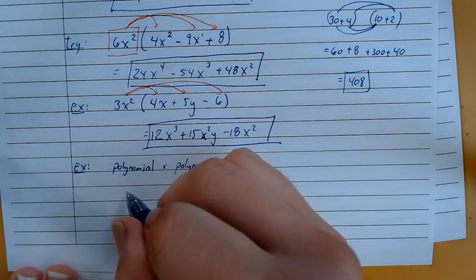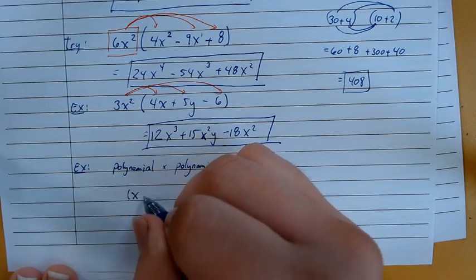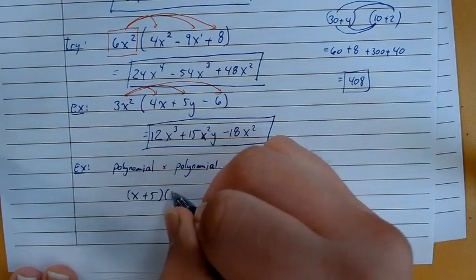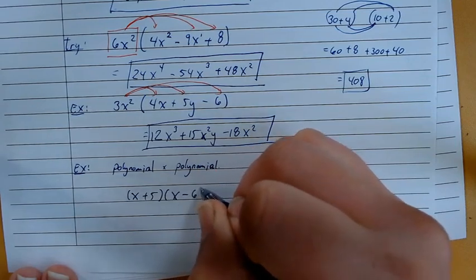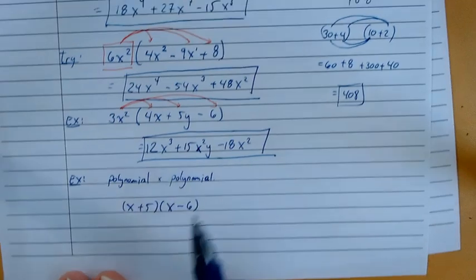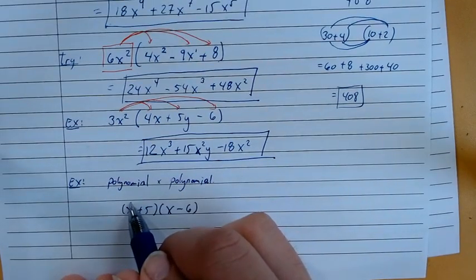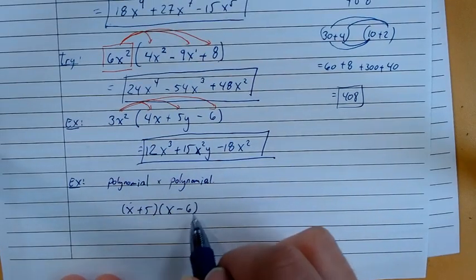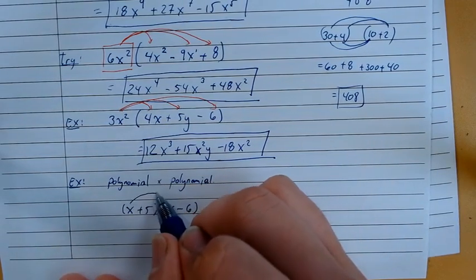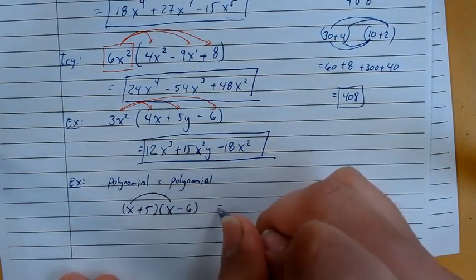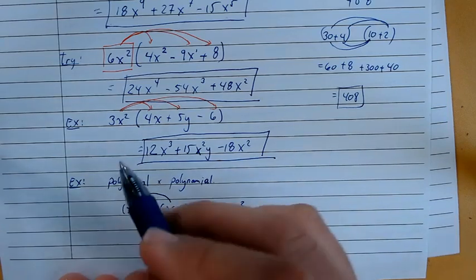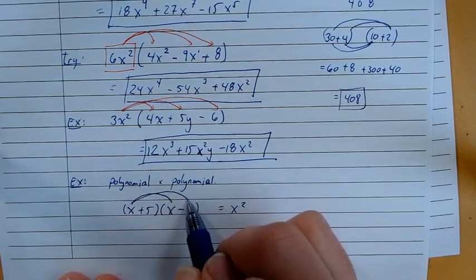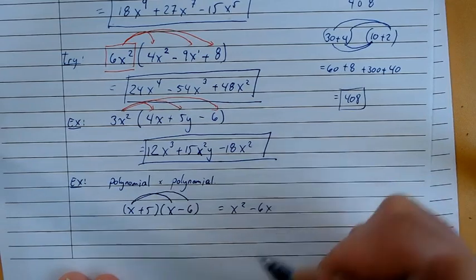Let's consider, for example, x plus 5 times x minus 6. We're going to follow this pattern. We're going to say, take this x and distribute it across all terms of this polynomial. Okay, so I'm going to have x times x. That's going to give me x squared. And then I'm going to have x times minus 6, which is a minus 6x.